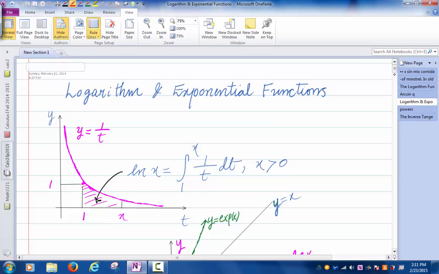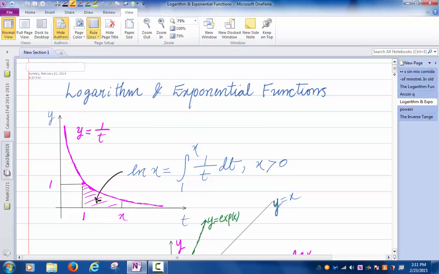What's the definition of ln of x? The definition of ln of x is the integral from 1 up to x of 1 over t dt, and we make that definition for x greater than 0. Essentially, what's the meaning of ln of x? Well, when x is larger than 1, ln of x is giving you the area below the graph of 1 over t above the interval from 1 to x. That's the meaning of an integral.